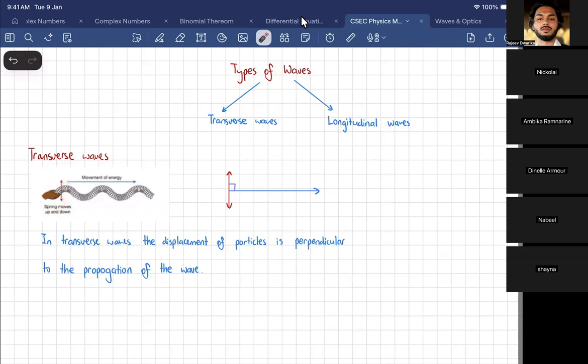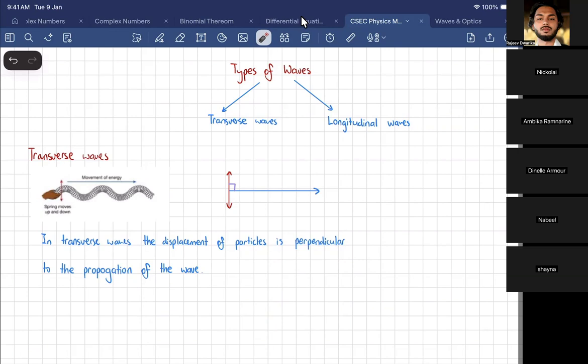So in transverse waves, the displacement of particles, which is what you're doing here, is perpendicular to the propagation of the wave. So propagation is just simply, okay, what do you understand by propagation? If you had to understand what propagation is, what would you say it is? What does it sound like it is? I'll have to look that up in the dictionary.